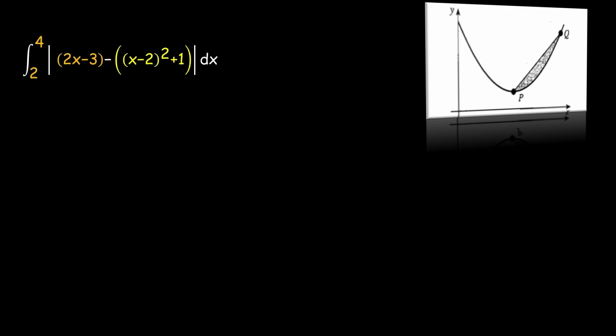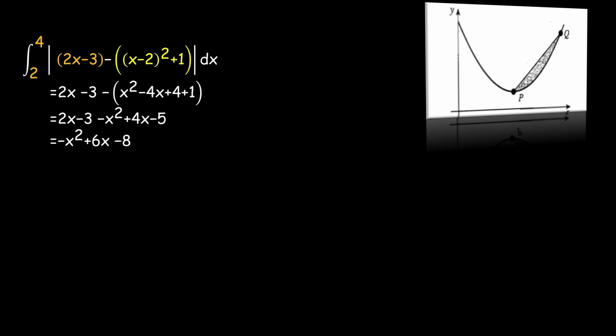Let's go ahead. For us to integrate from 2 to 4, we must take the magnitude or the absolute value of the function, which I explained before. So we subtract the bottom function from the top function. The top function is the linear equation, which is 2x minus 3, and the bottom one is the curve itself. So expanding and subtracting, we would have 2x minus 3 minus (x squared minus 4x plus 4 plus 1). And when we simplify this, we have negative x squared plus 6x minus 8.